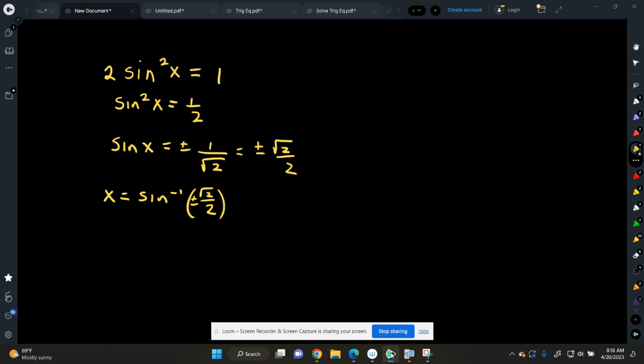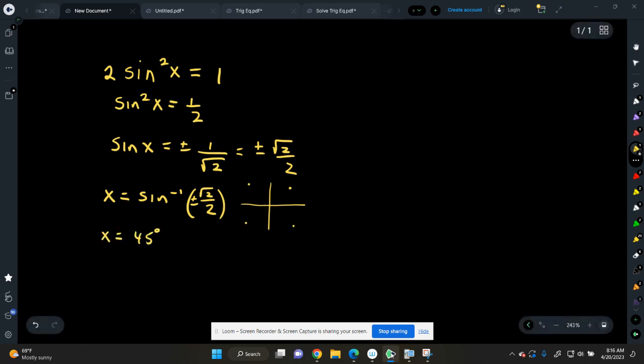Okay. So looking at our unit circle, where are the y values equal to plus or minus root 2 over 2? At all these 45-degree angles. So x equals 45 degrees, 135 degrees, 225 degrees, and 315 degrees. Okay?